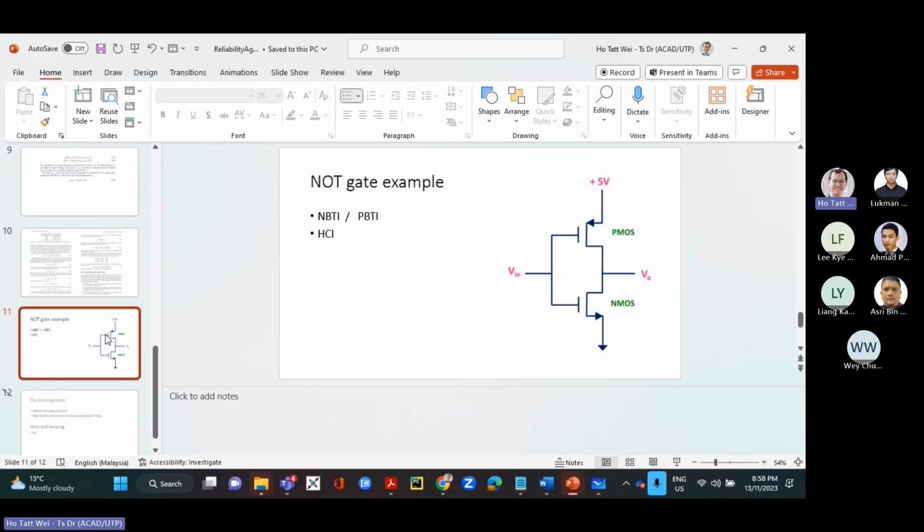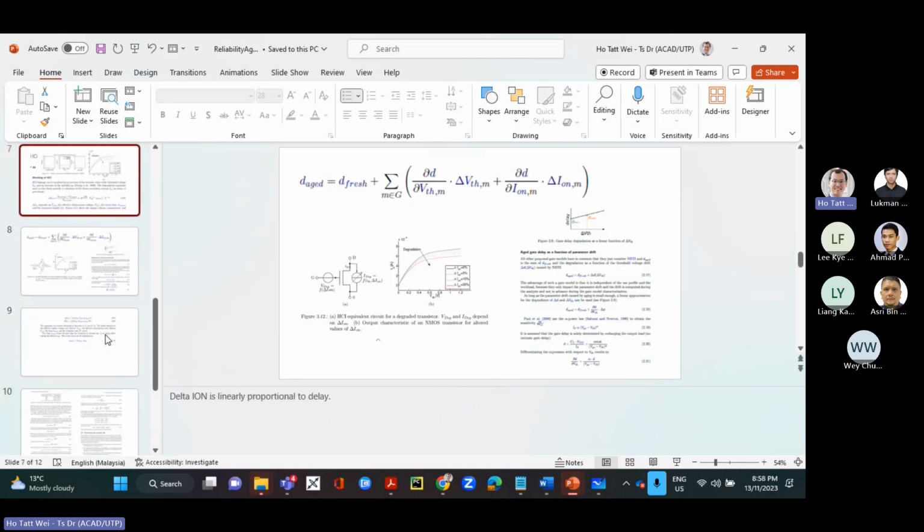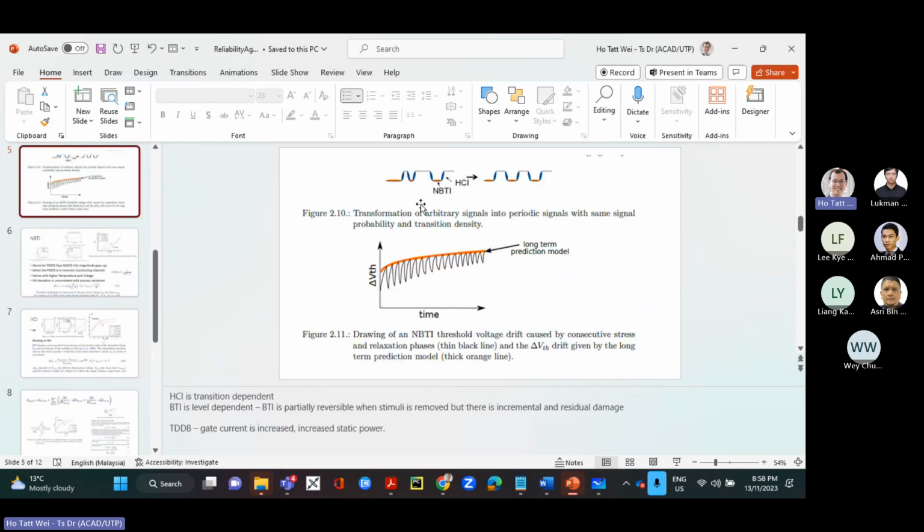If it's NBTI or BTI, of course, it's easier to assume, because it's always going to be a logic 1 or logic 0. You just have to know whether it's a 50-50 duty cycle, or 50% of the time is in logic 1 and logic 0. Then it's just half of the stress time duration. If the duty cycle is a bit different, then you just take a percentage of that.